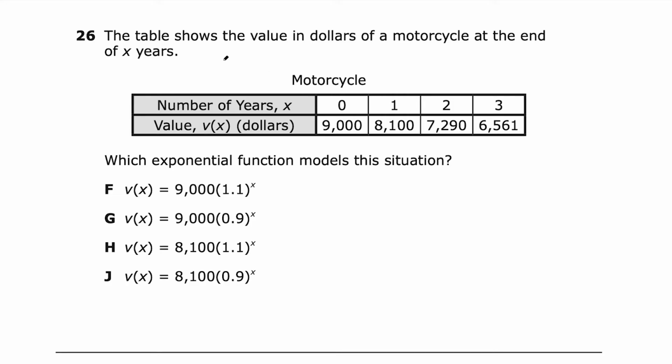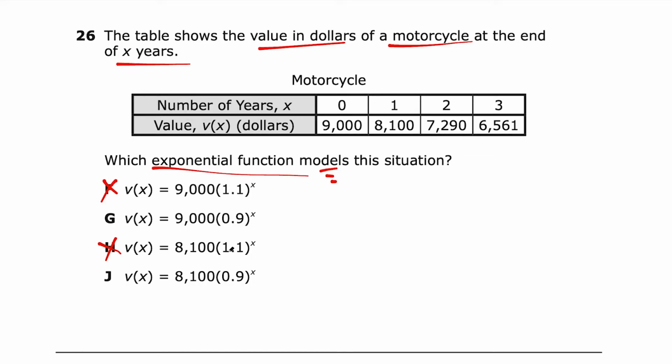So question 26, we could do this 2 ways. First, we're going to just think about this, and then we'll check our answer in the calculator. So we have a table showing the value in dollars of a motorcycle at the end of x years. Which exponential function models this situation? Now, these 2 answer choices I could eliminate right away, because what you should notice is that the value of the motorcycle is decreasing over time, which makes sense because the moment you buy a motorcycle or a car and leave the dealership, the value of that vehicle is going to decrease.